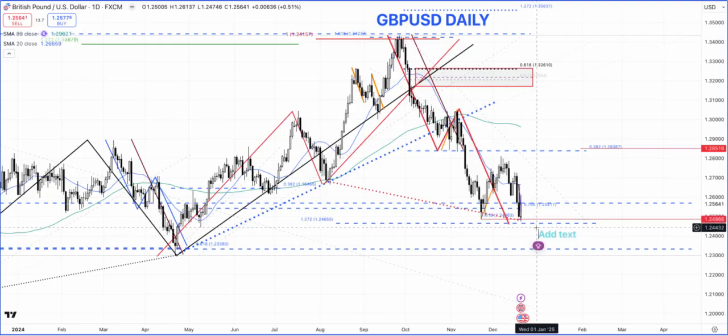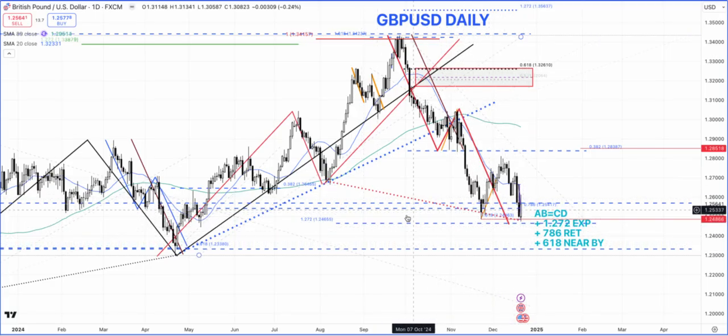We have AB equals CD, plus we have the 1.272 expansion, plus we have the 786 retracement, plus 618 nearby. Okay, so these are the ratios and patterns coming close or together. So this is the harmonics operating in this move right here.